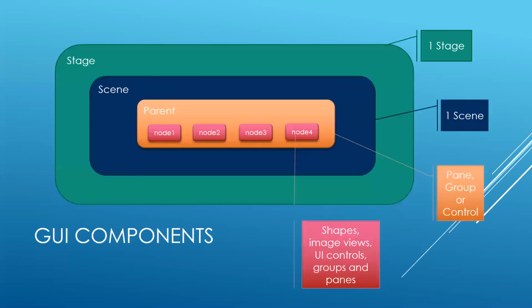Here's one. This scene has the stage, one of them, and it has one scene. Then within that scene, it has some sort of control that is a parent that has other nodes.